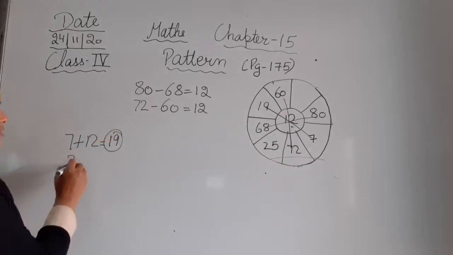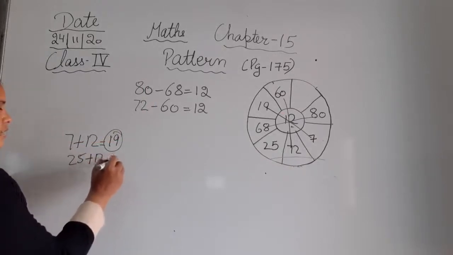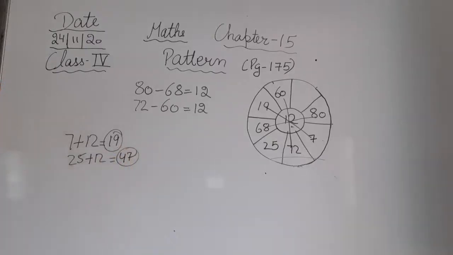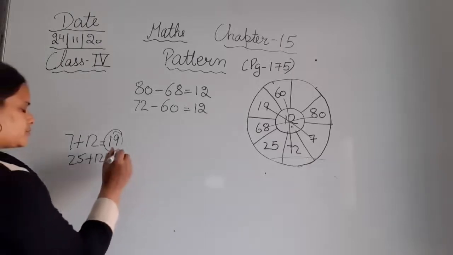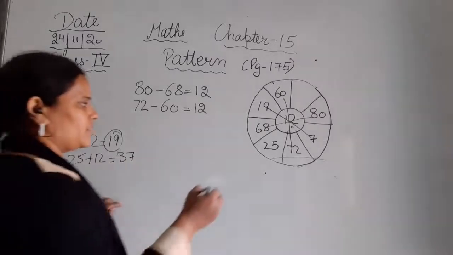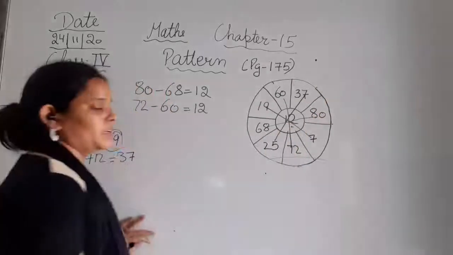Next is 25, जिसके ऑपोजिट कोई डिजिट नहीं है. इसमें हम करेंगे प्लस 12. So that will be 47. कितना आया? 47. Sorry, 37, not 47. Okay, so 37 minus 25, that will be 12.